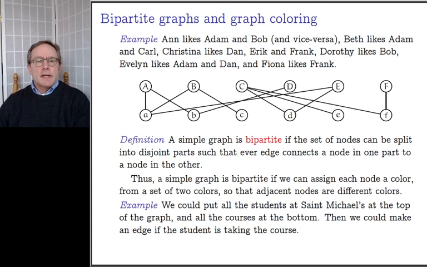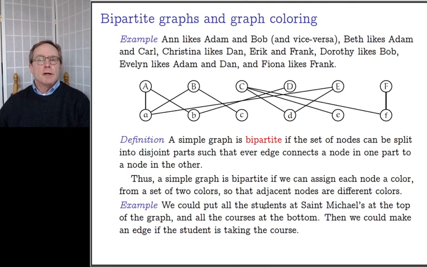It might seem like silly nonsense, but I'm trying to keep talking about modeling here. It isn't silly nonsense. You can imagine, for example, listing all the students at St. Michael's at the top, all the courses at St. Michael's at the bottom, and we'll connect with an edge if a student is going to take a course. Of course, students don't take students. Courses don't take courses. So we only have edges from top to bottom. That's the only thing we have.